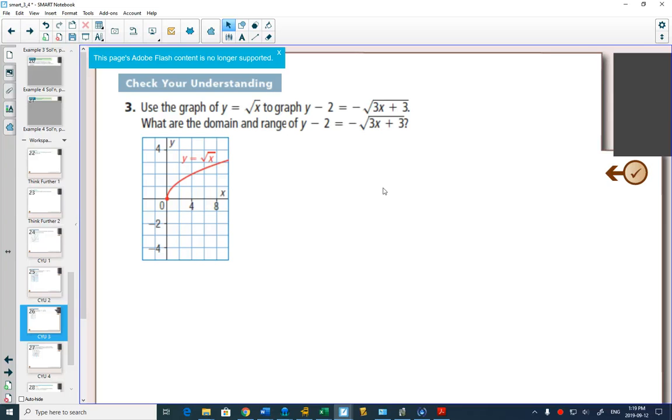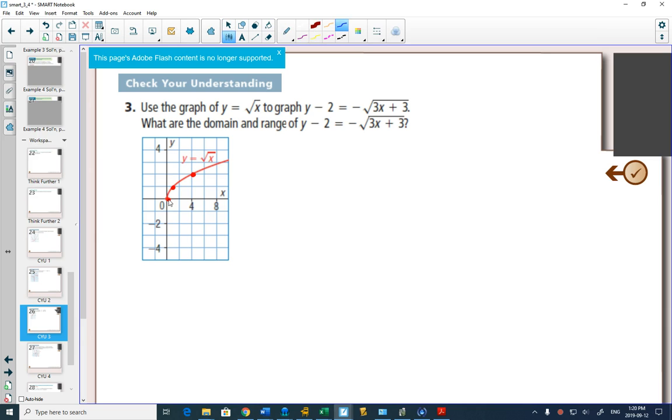In your textbook, they gave you the graph of y equals the square root of x already. Of course, if this was a test question, you wouldn't have this because you already know the square root graph. You know that it has (0, 0), (4, 2), (1, 1). Those are key points on your graph. We want to graph y minus 2.